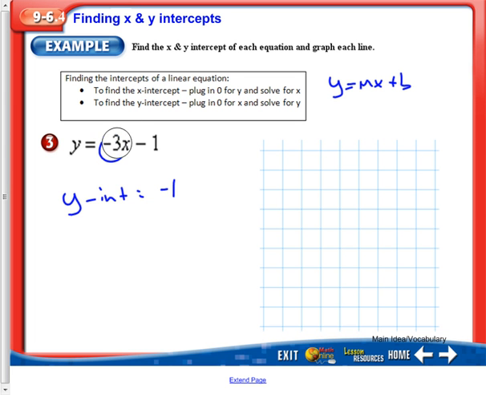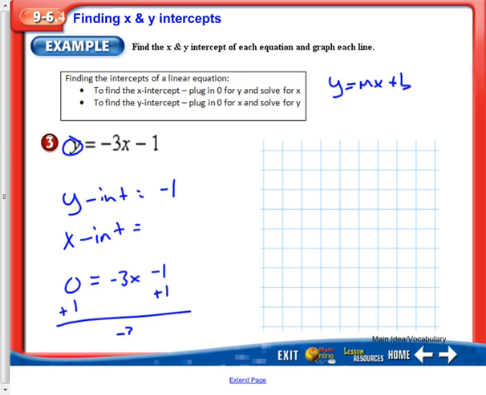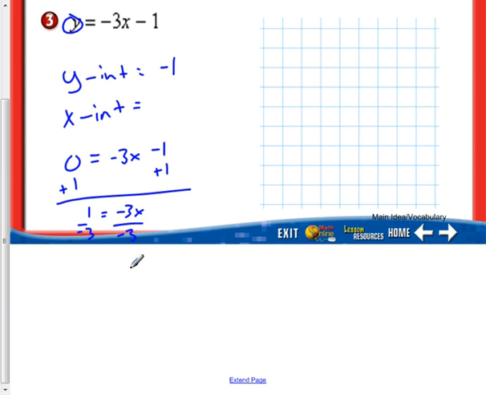So let's do that for x, to find the x-intercept, because that's what we want to find next. We need to put 0 in for y. So now we get this equation, 0 equals -3x minus 1. Now just solve for x, and we have our x-intercept. Add 1 to both sides. We get -3x equals 1. Divide by -3. And what we get left with is x equals -1/3. That's your x-intercept, -1/3.